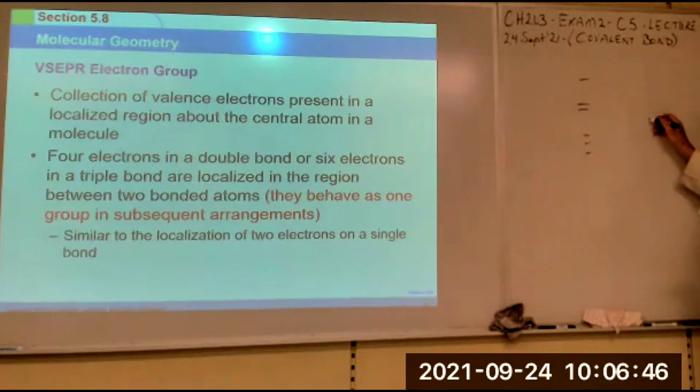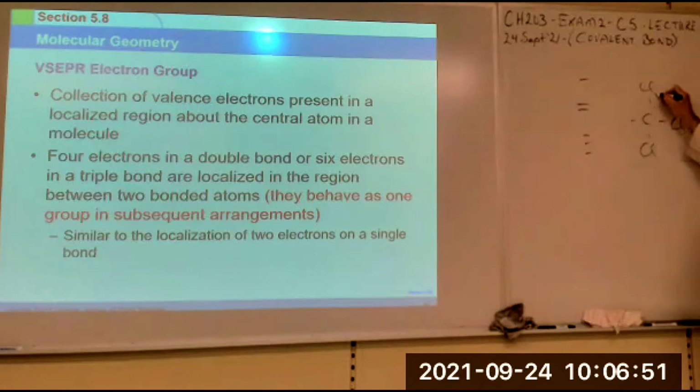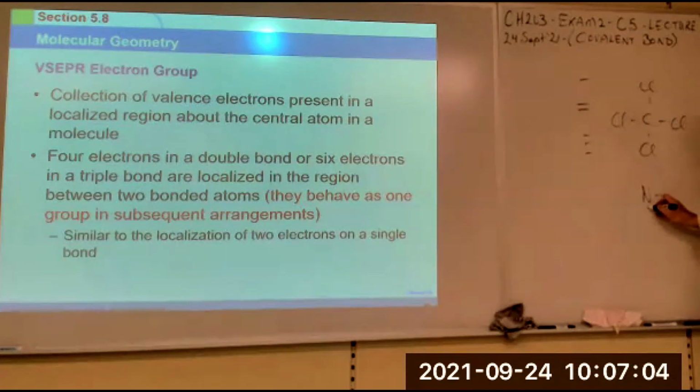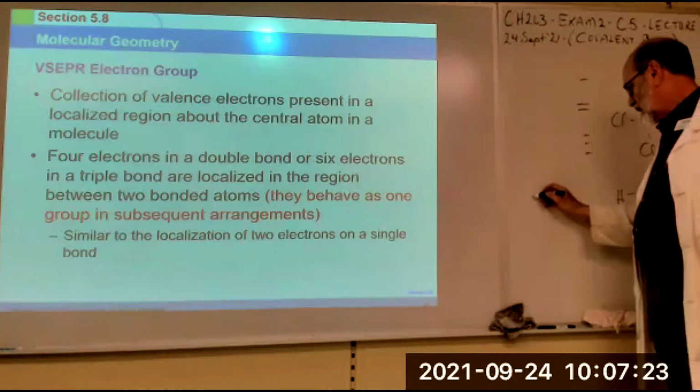So if you have carbon tetrachloride, how many groups are around carbon? 1, 2, 3, 4. 4 groups. No lone pairs. If there were lone pairs, we count them up. For instance, ammonia. Right? We saw that one earlier. It has a lone pair here. So how many electron groups are there? 1, 2, 3, 4. Okay, that's how you count them.